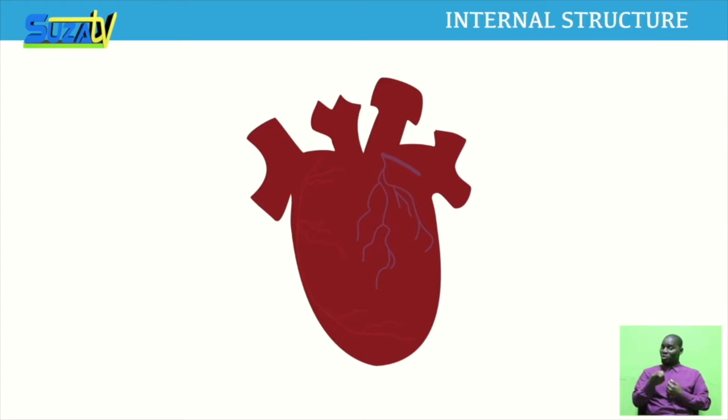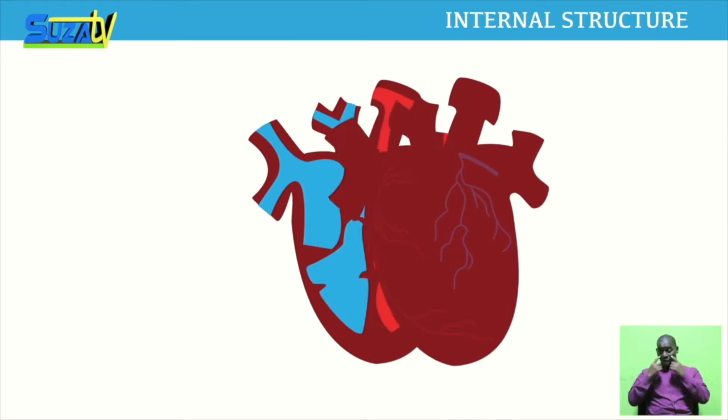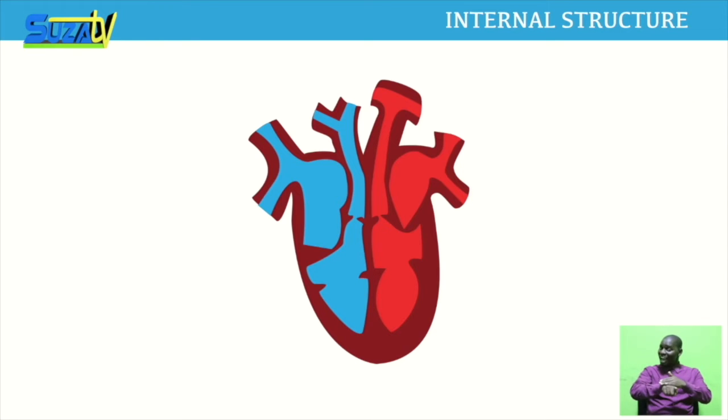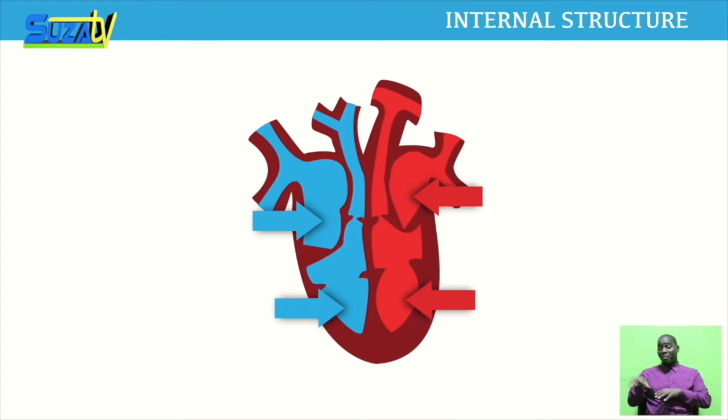I hope you have understood the external structure of the mammalian heart, and thus you will be able to explain this to your fellow classmates or even friends and family members. Now let's see how the internal structure of the mammalian heart is. The mammalian heart internally has four chambers.